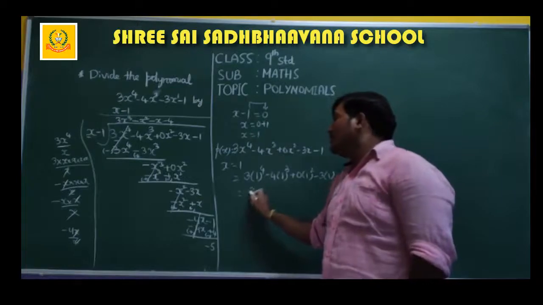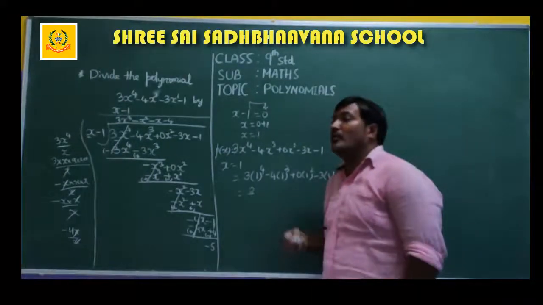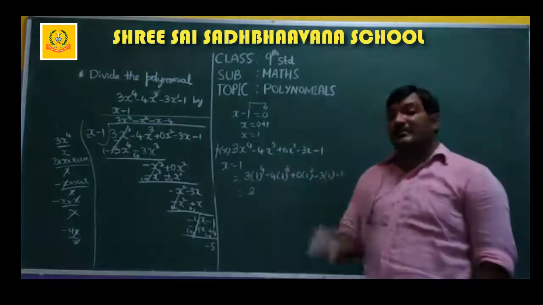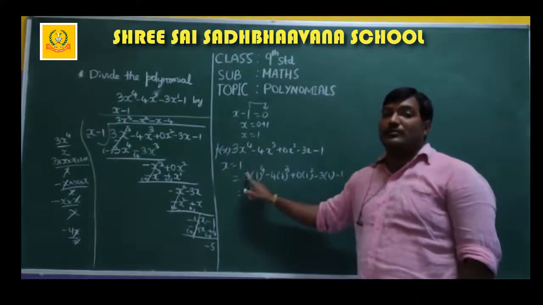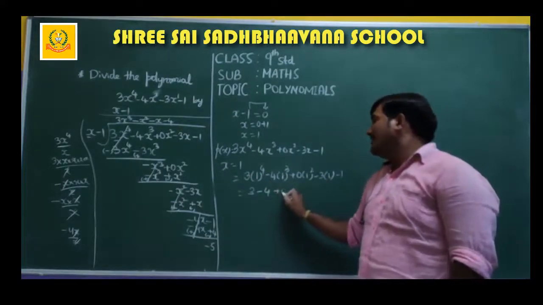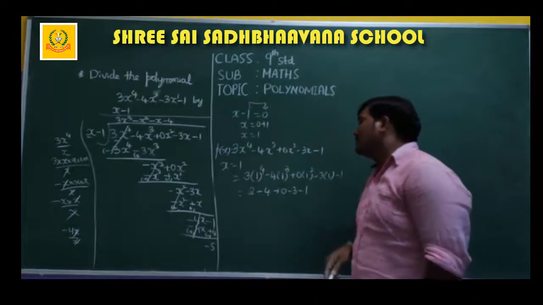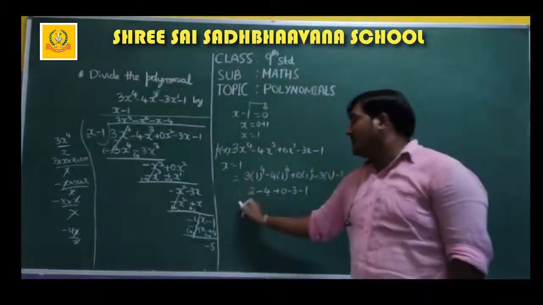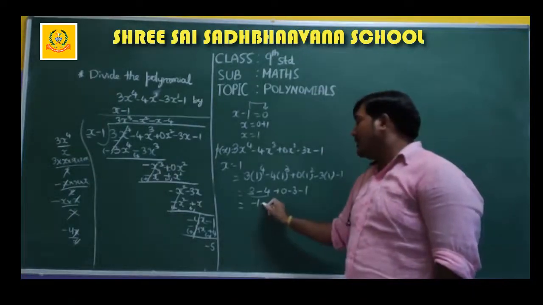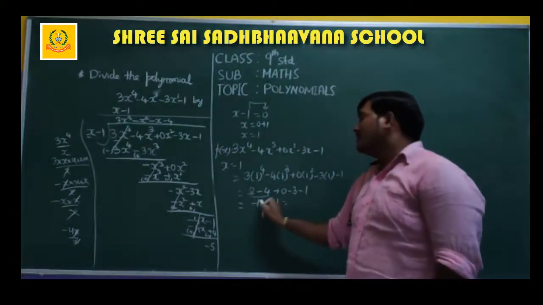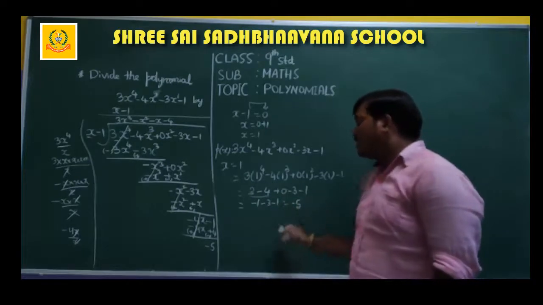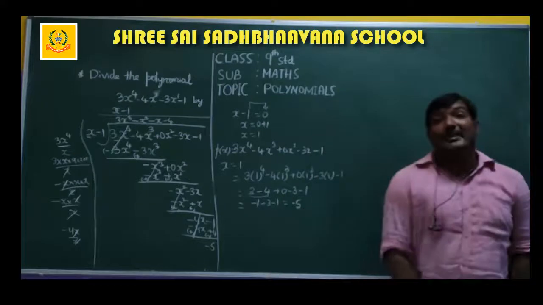1. So 1 power any number, remember, 1 power 10, 1 power 20, 1 power 95, any number, you will get 1 only. So 3 into 1 is 3. Similarly, minus 4 into 1 cube, minus 4, plus 0, minus 3, minus 1. Okay, what is 3 minus 4? Minus 1. Correct? And minus 3, minus 1. So minus 1, minus 3 is minus 4, minus 1 is minus 5. So we got minus 5 as the remainder here.